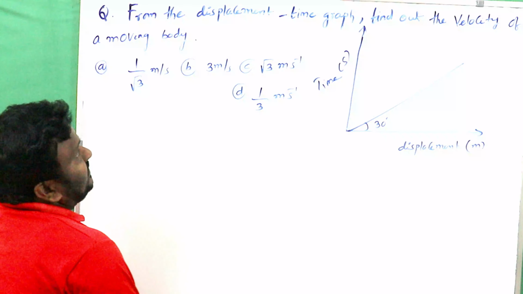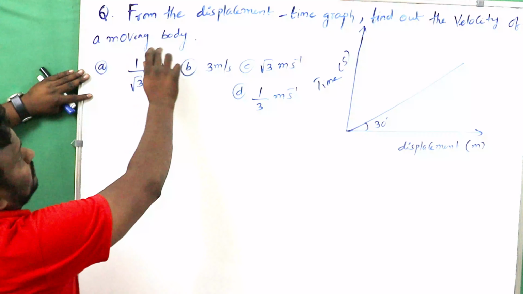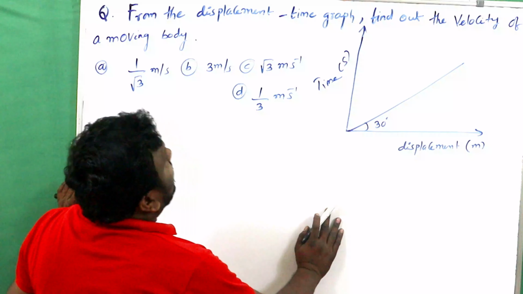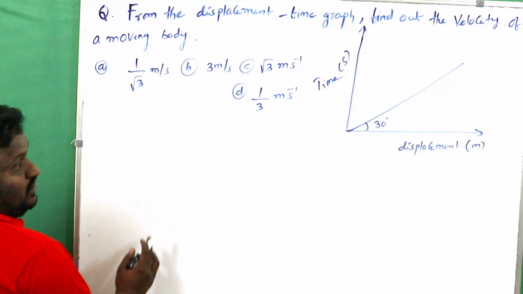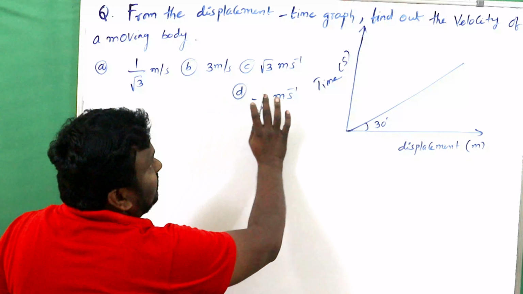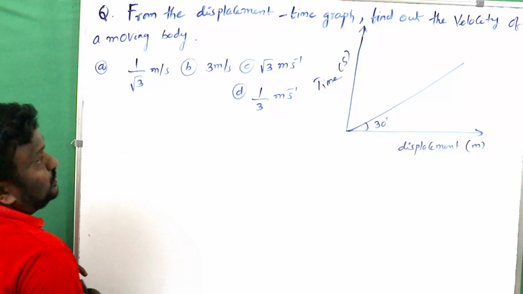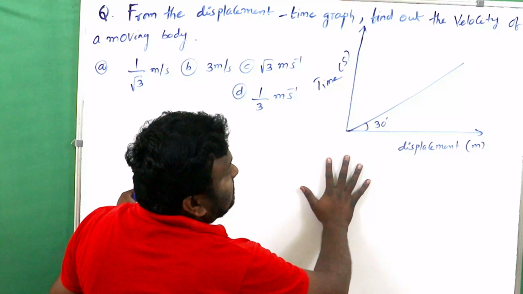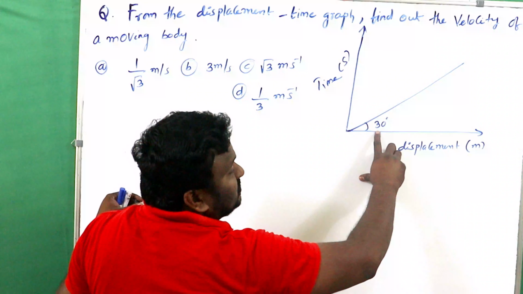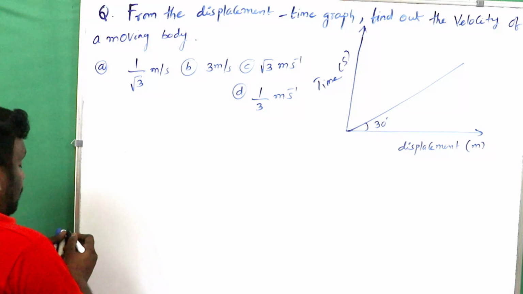From the displacement time graph, find out the velocity of a moving body. Options are given: 1 by root 3 meter per second, 3 meter per second, root 3 meter per second, 1 by 3 meter per second. So you have been given some graph already. Here how much angle is mentioned? 30 degrees.